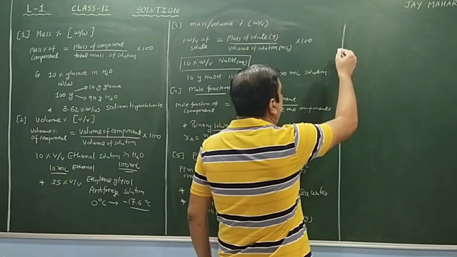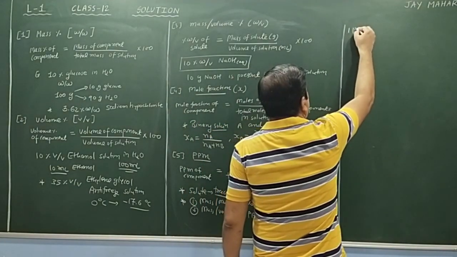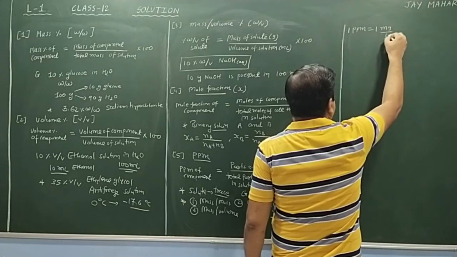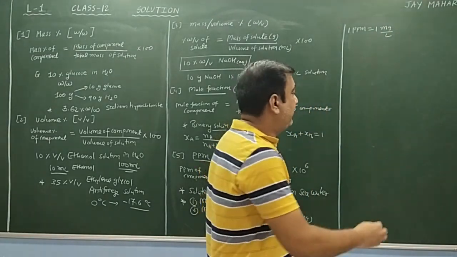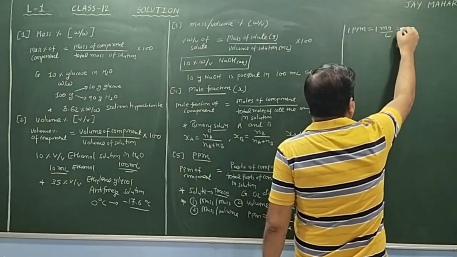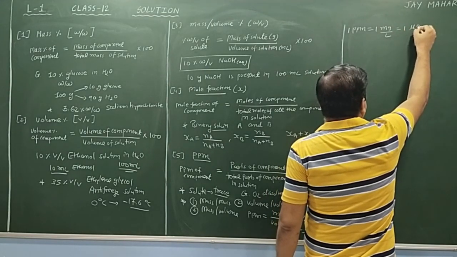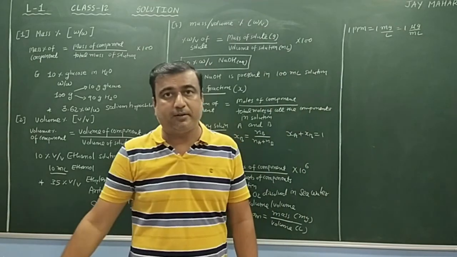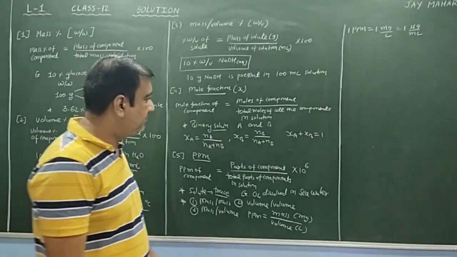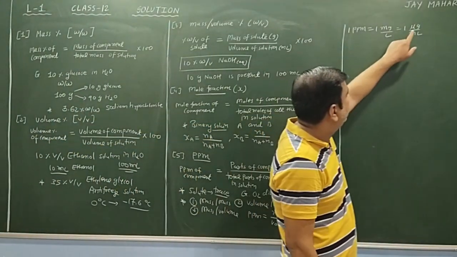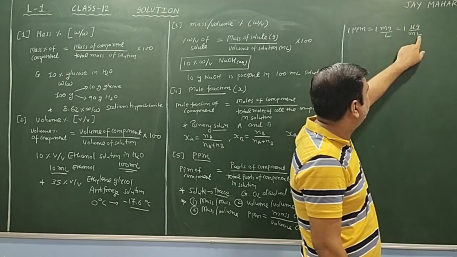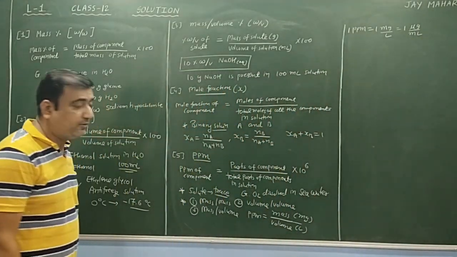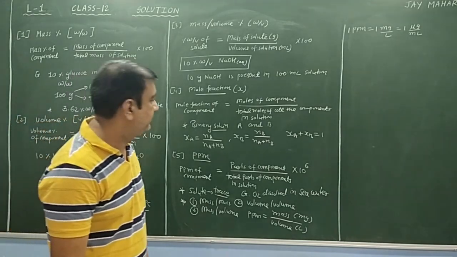That means 1 ppm is equal to 1 milligram per liter, otherwise equal to 1 microgram per ml. That means mass is taken in microgram and volume is taken in milliliter, then also we can calculate the ppm.